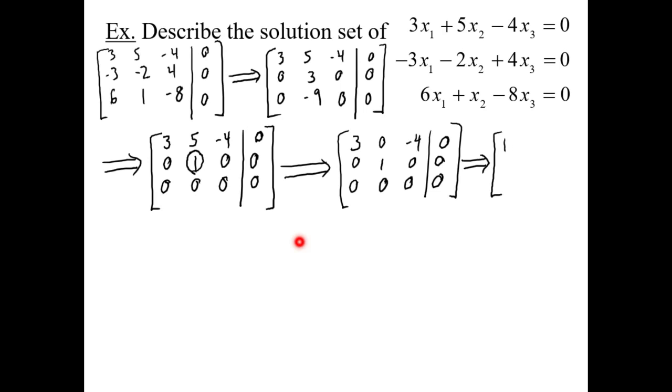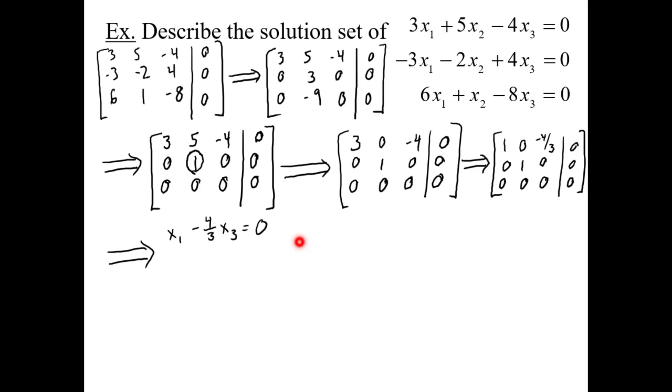So we get 1, 0, negative 4 thirds, 0, 0, 1, 0, 0, 0, 0, 0, 0. Okay, so there's my reduced echelon form. It's annoying that it's got fractions, but that's okay. Now, let's write out what these equations tell us. The top row says that x1 minus 4 thirds x3 is equal to 0. The second row tells me that x2 is equal to 0.